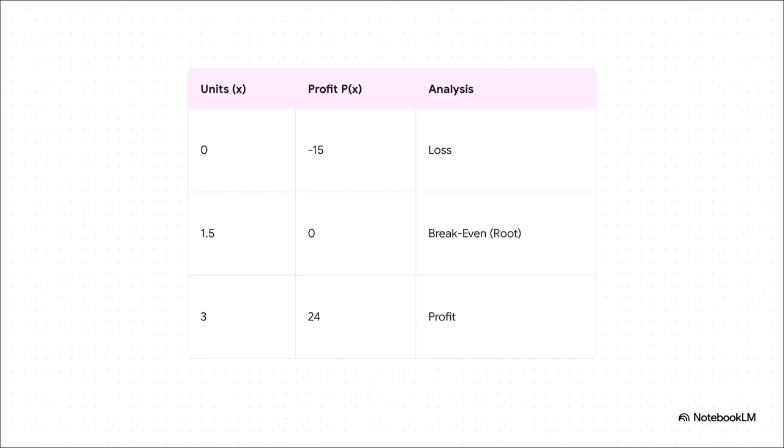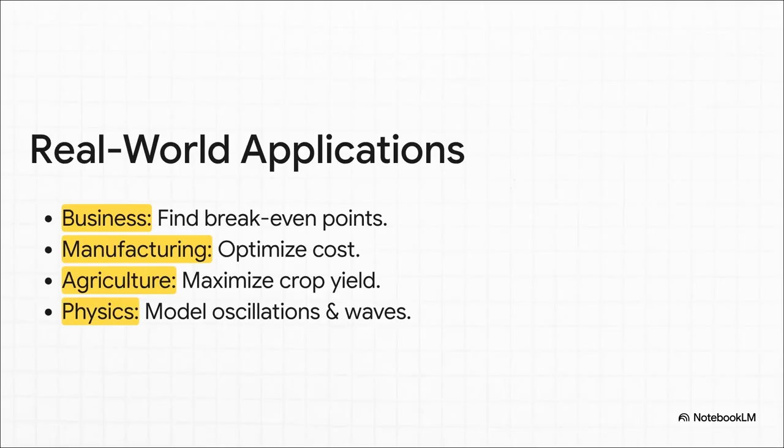Just look at this simple profit model. If you produce 0 units, you have a loss of 15, probably from startup costs. If you produce 3 units, you're making a nice profit of 24. But right there, at 1.5 units, the profit is exactly 0. That's a root of the polynomial, and that is the critical break-even point that the business manager absolutely needs to know. And this idea, it extends everywhere.